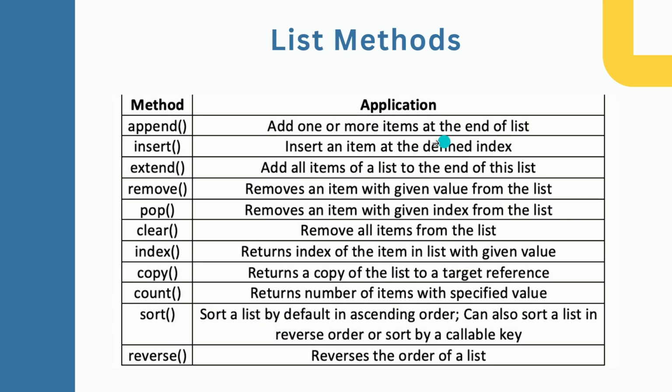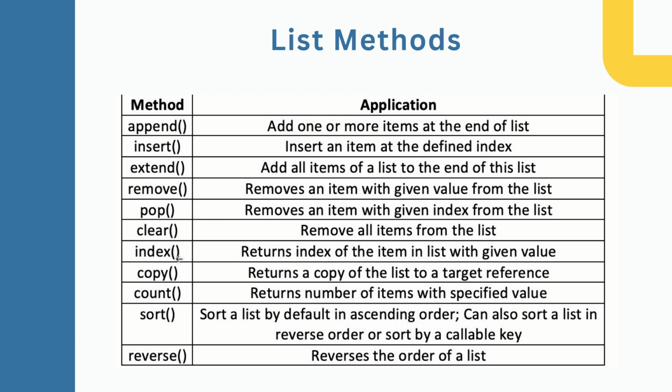And then the list methods. The list methods include append, which we've already seen. It's used to add one or more elements at the end of the list. Then we have insert, which inserts at a specific index. We have extend, used to join two lists. We have remove to remove an item, pop to remove an item from an index, and clear to remove all the items from the list.